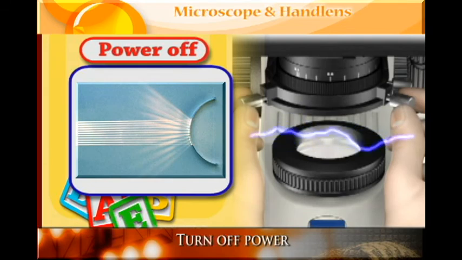Then when you are not using a microscope, please turn off the lights and then turn off the power. When you turn off the lights and turn off the power, that will give it a long lasting time, and it will not be destroyed by the power when power goes off and then comes back.